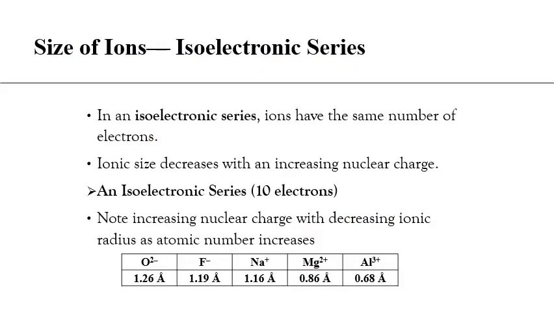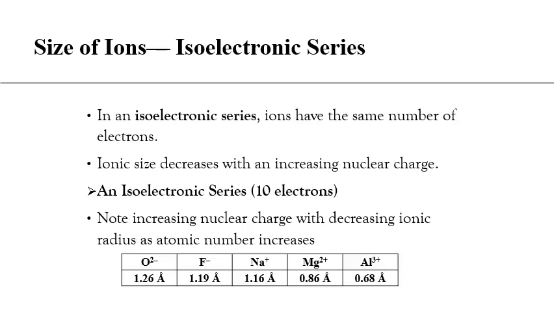Apart from the general trend, we can have ions with the same number of electrons, like here. Oxygen can form an oxide ion with 10 electrons. Fluoride ion also has 10 electrons. Sodium ion also has 10 electrons. In all these cases, we can see the nuclear charge is different, even though the number of electrons is the same.